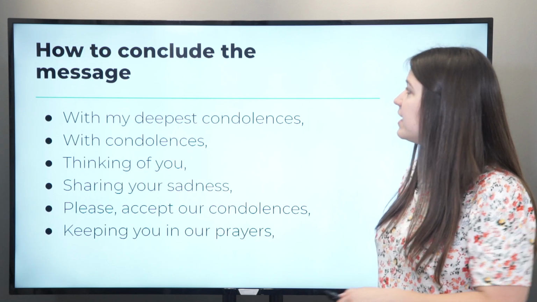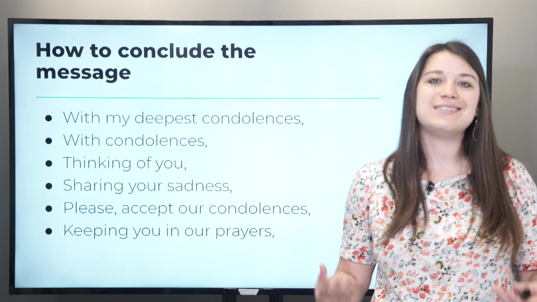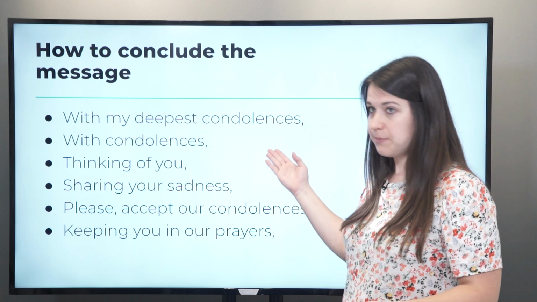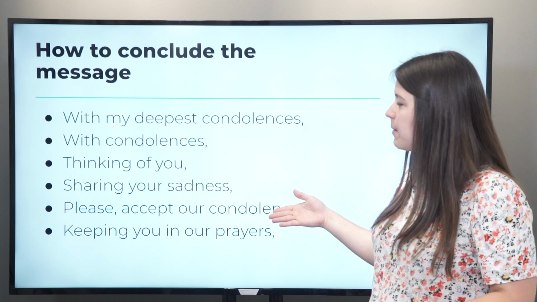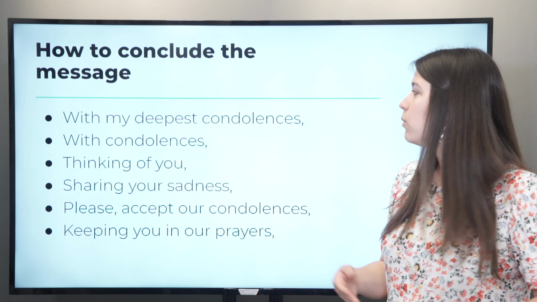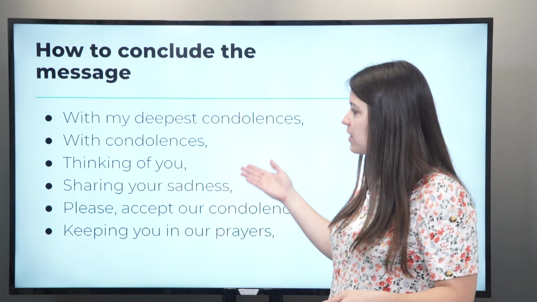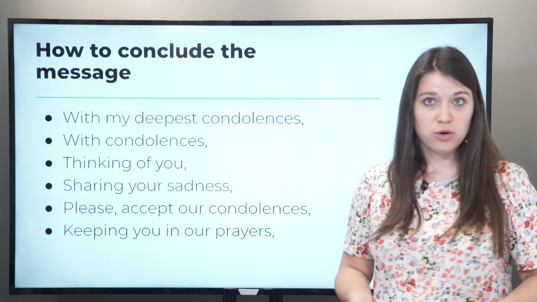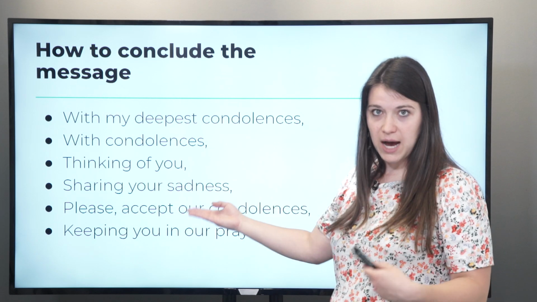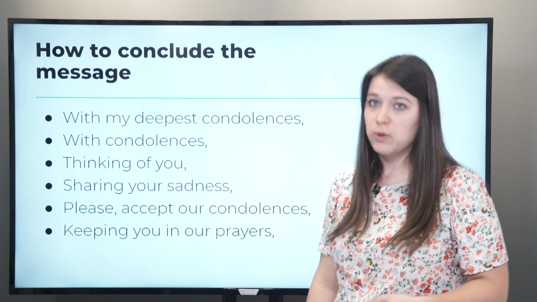And then at the end of your card, so imagine this is a message that you're going to write out, how do you end a condolence card or a sympathy card? You would say something like, with my deepest condolences, and I have these commas here because this is the conclusion, and after the comma, you'll sign your name. So, with my deepest condolences, comma, Robin, etc. With condolences, thinking of you, sharing your sadness. Please accept our condolences, or you can change this to my if you're writing it by yourself, or if you're religious, keeping you in our prayers.